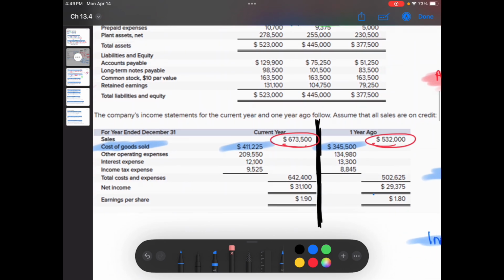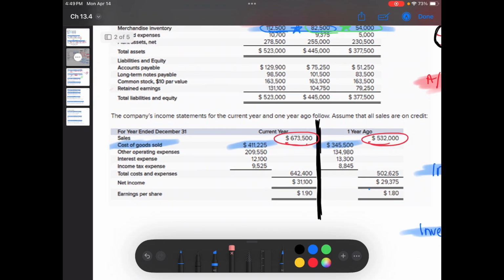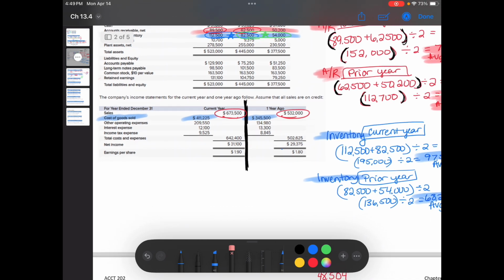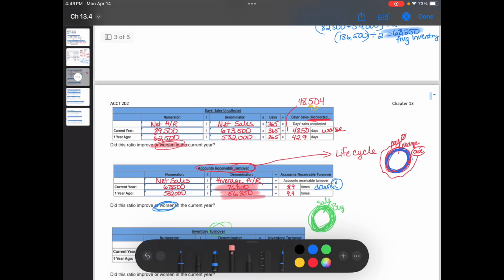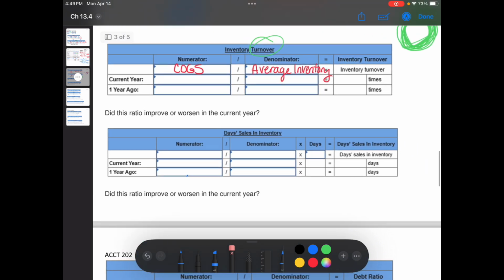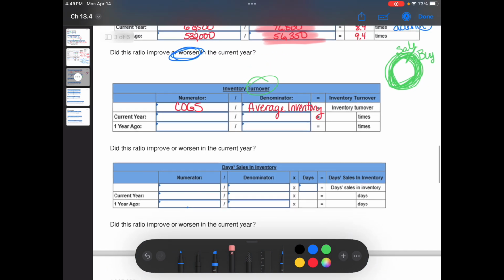I'll zoom in so you can see where I highlighted. So yeah, we need cost of goods sold for the 2 years, and let's take all these amounts down to the place where we're doing our calculation. There it is. All right, so inventory turnover amounts. So I have cost of goods sold 411,225. So I'll enter these in, and then we'll talk about what the numbers mean in just a second.